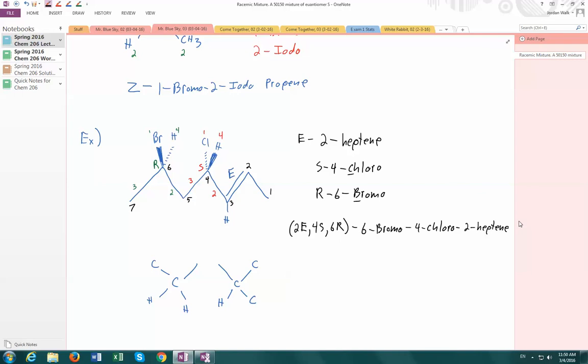No, it should be E. You just said it wrong. Did I say it wrong? Yeah, earlier. But no, it should definitely be E. And the way to remember that is on a letter E, everything's on the same side, and so of course on the double bond, that means they're on opposite sides. All right, have a good spring break.